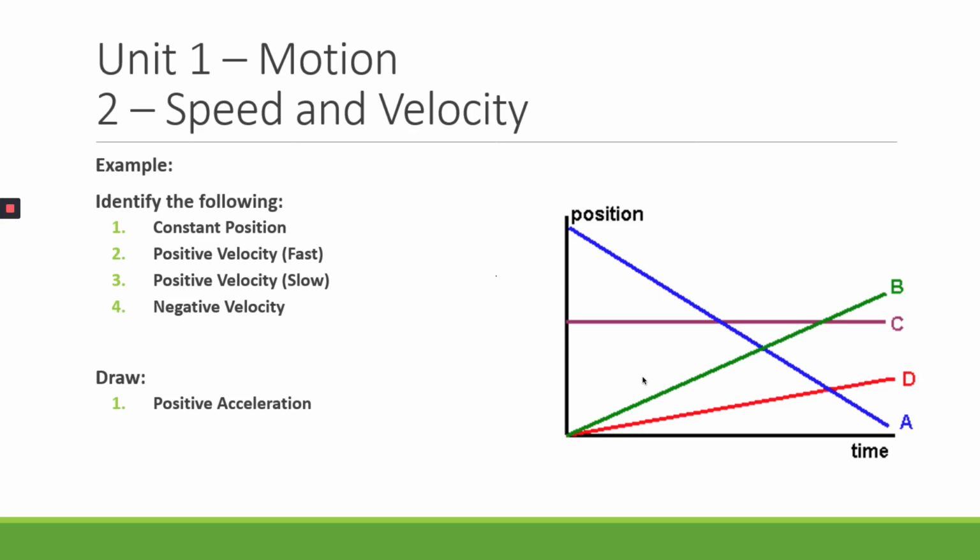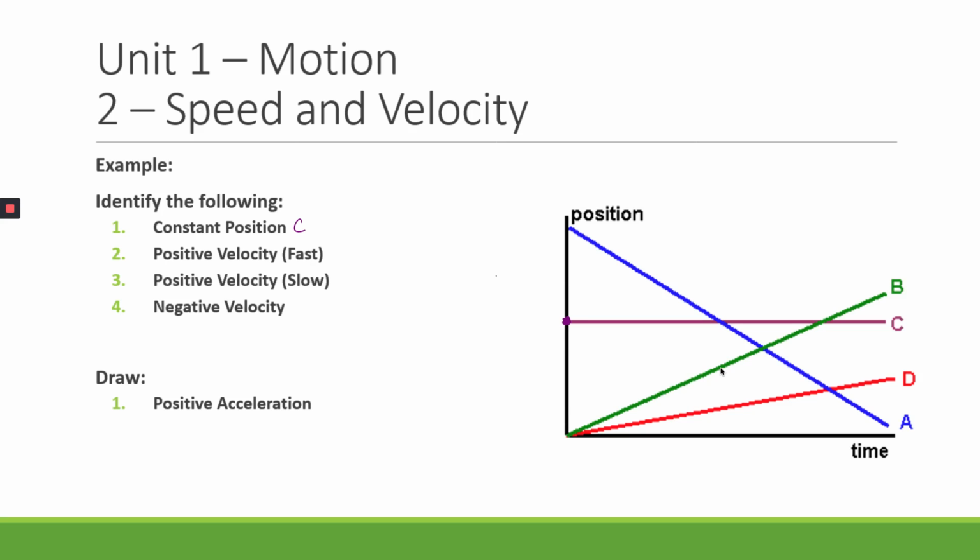Which one is constant position? Well, my constant position would be the line where the y-axis position never changed, because this is position, so if I have a constant position, it can't waver off of one value. So C would be constant position, because as time passed, it just stayed in that one position. Beautiful.